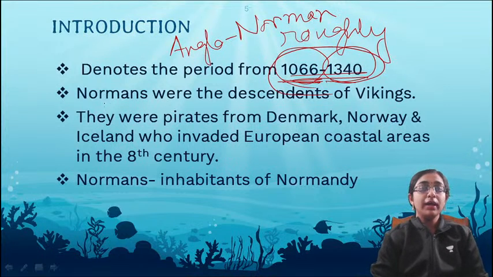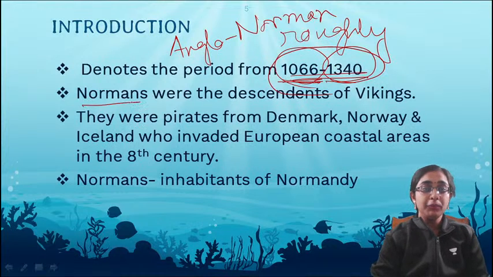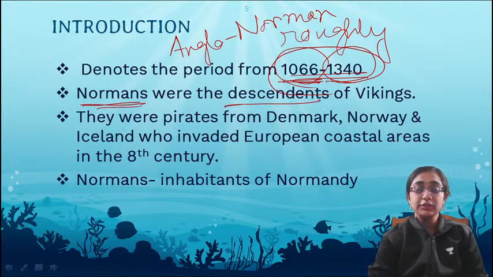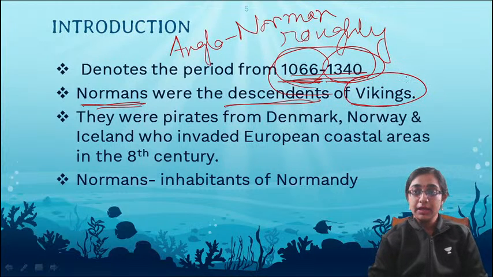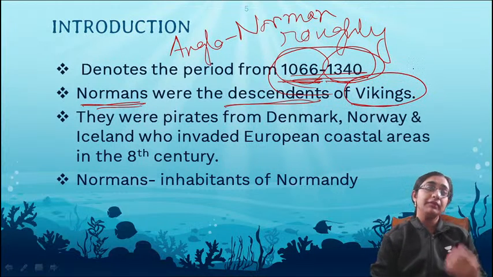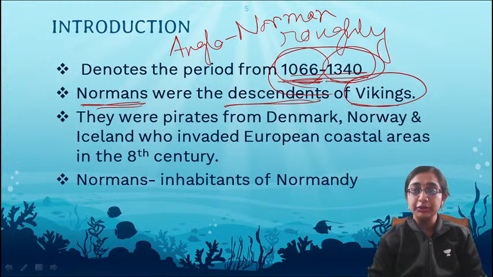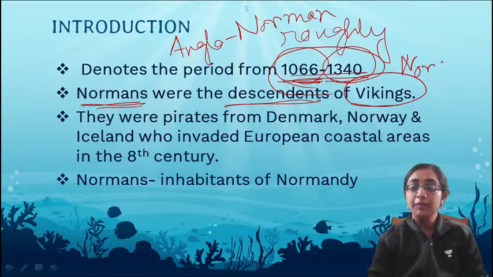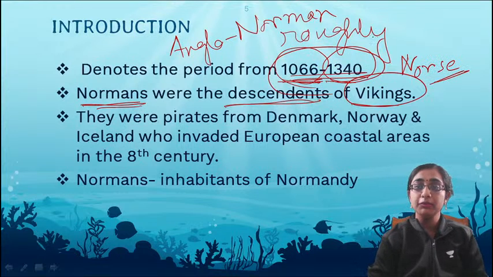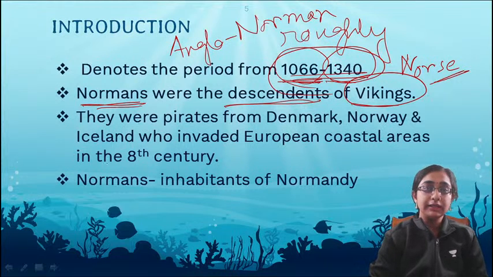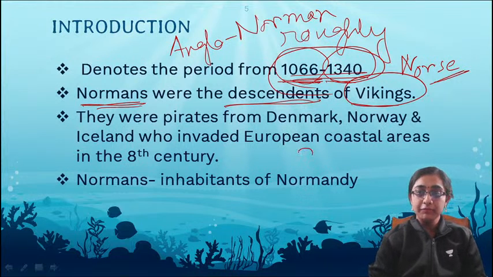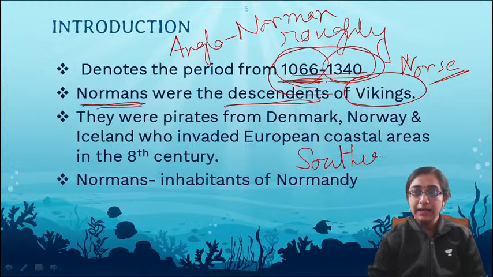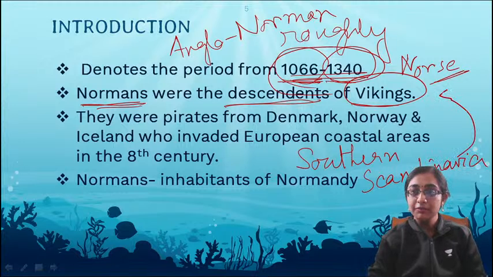Now, who were the Normans? The Norman people were actually the descendants of the Vikings. Now, who are the Vikings? In my class on Anglo-Saxon age, I have told you that Vikings were the Norse people who came from southern Scandinavia. They were called the Vikings.